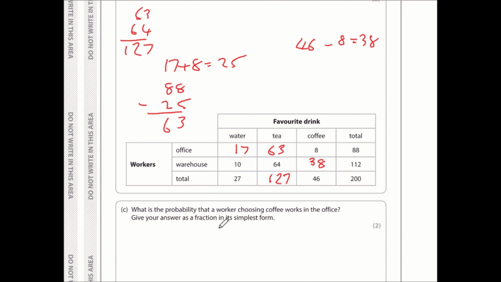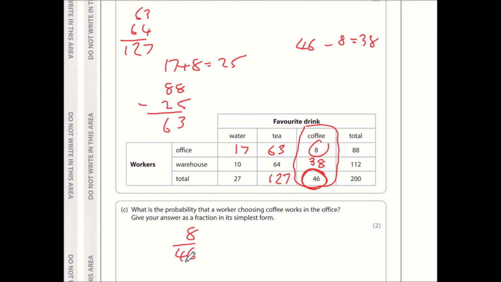Question C, what's the probability that a worker choosing coffee works in the office? Right, let's focus on this. How many workers chose coffee? We're only looking at these people here. In fact, we're only looking at these people here. There are only 46 people that chose coffee. And what's the probability that out of those 46 he works in the office? Well, that is 8 out of the 46.